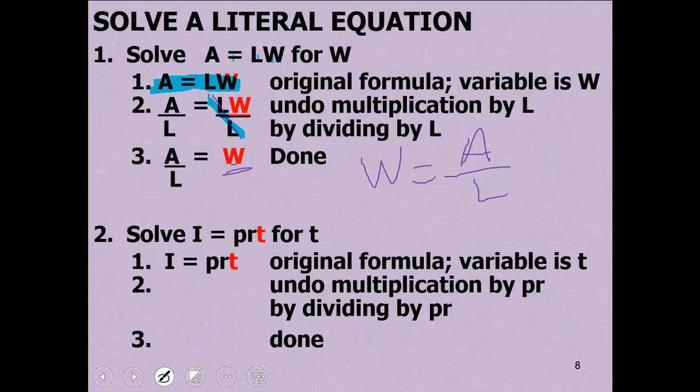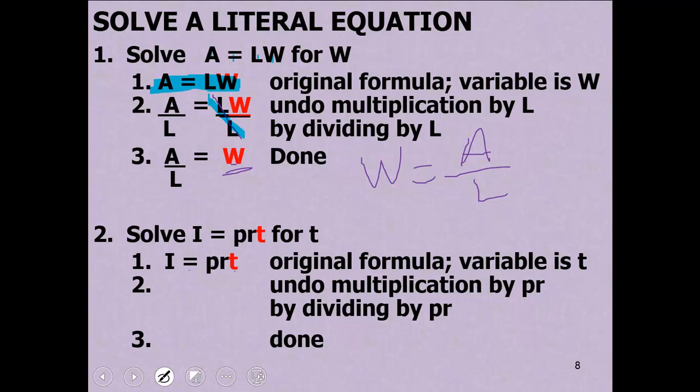All right, let's try this next one. Solve I equals PRT. That's P times R times T. Remember what's implied when you just have a slew of letters stacked up against each other. That's multiplication in the middle there. All right? So I write down my original formula. I equals PRT. Notice that I'm asked to solve for T, so that's why I put it in red.